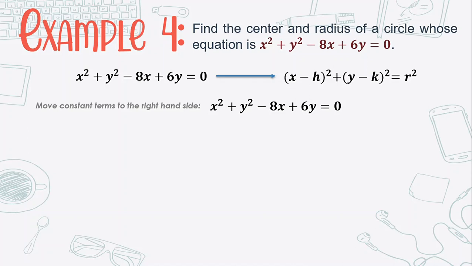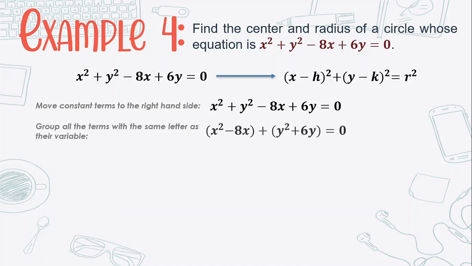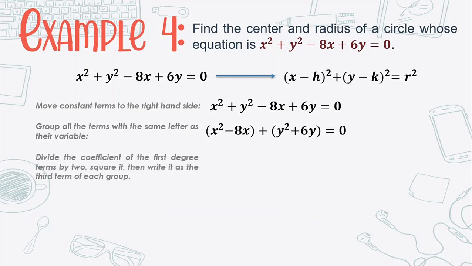Now, our second step in completing the square is to group all the terms with the same letter as their variable. So, we group all the terms with x and we group all the terms with y. Now, we have (x^2 - 8x) + (y^2 + 6y) = 0. Our third step is to divide the coefficient of the first degree terms by 2, square it, then write it as the third term of each group.